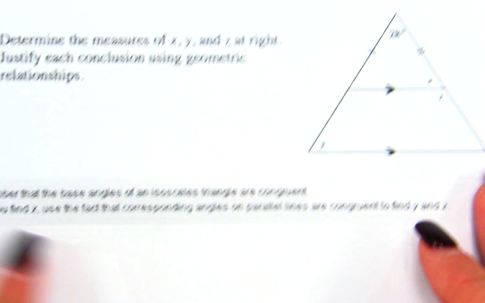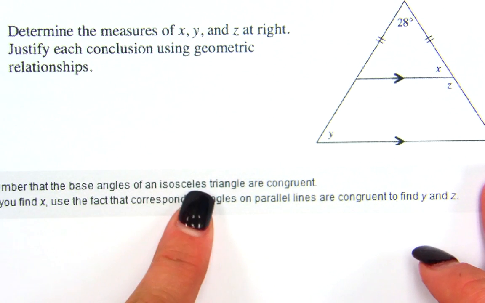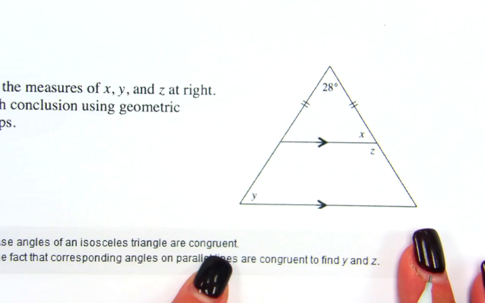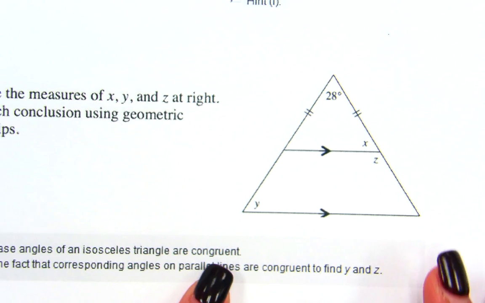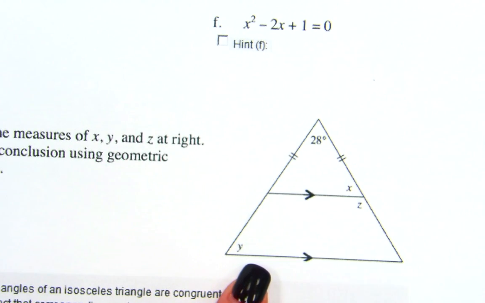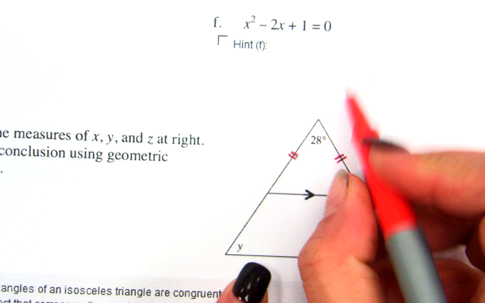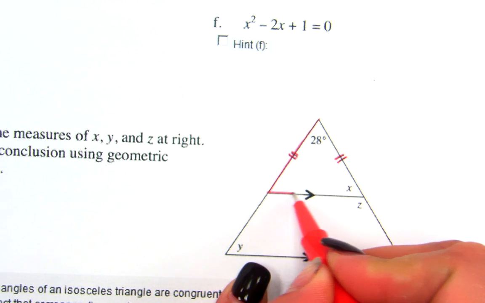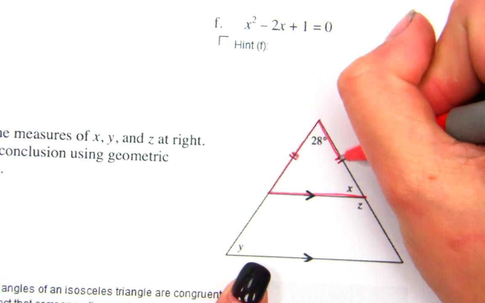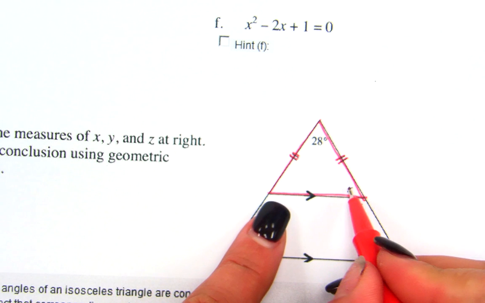Okay, so the first thing it says, remember that the base angles of an isosceles triangle are congruent. And so I look at it, I'm like, where's the isosceles triangle? And then I saw, oh, there it is. I didn't really see the markings very well. So here's your isosceles triangle, this one right here. So that means the base angles are congruent.